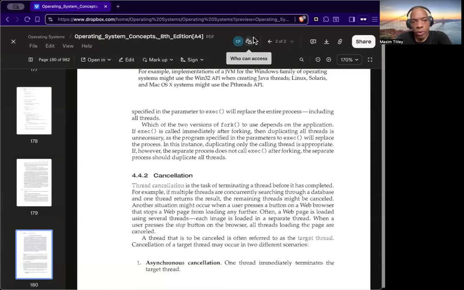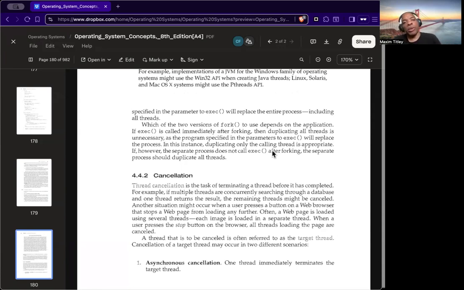Now, going one step farther, if the separate process doesn't call exec after forking, the separate process should duplicate all threads. I'll repeat that again. If the separate process doesn't call exec after forking, the separate process should duplicate all threads.